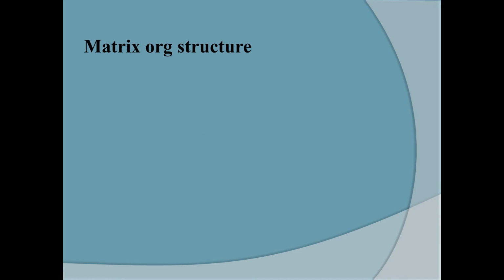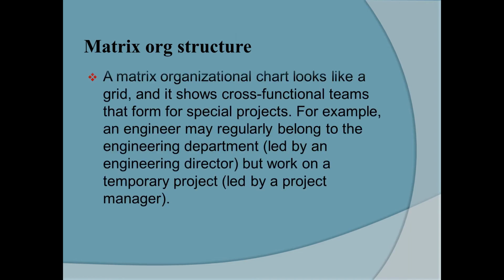So another type of org structure, we have the matrix. The matrix organizational chart looks like a grid and it shows cross-functional teams that form for special projects. For example, an engineer may regularly belong to the engineering department led by an engineering director, but work on a temporary project led by a project manager.